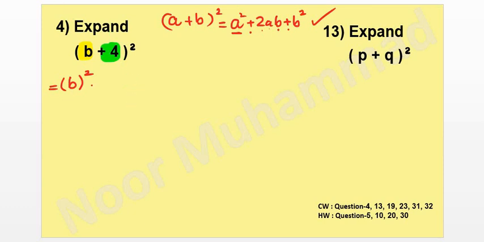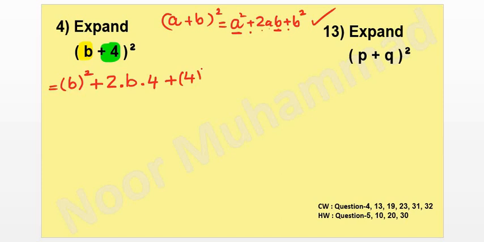So square of the first term, plus 2 is in the formula. Then we have to write the first term. What is our first term? It's b. And then we have to write the second term. What is the second term? It's 4. Plus is in the formula, b squared. B is our second term.